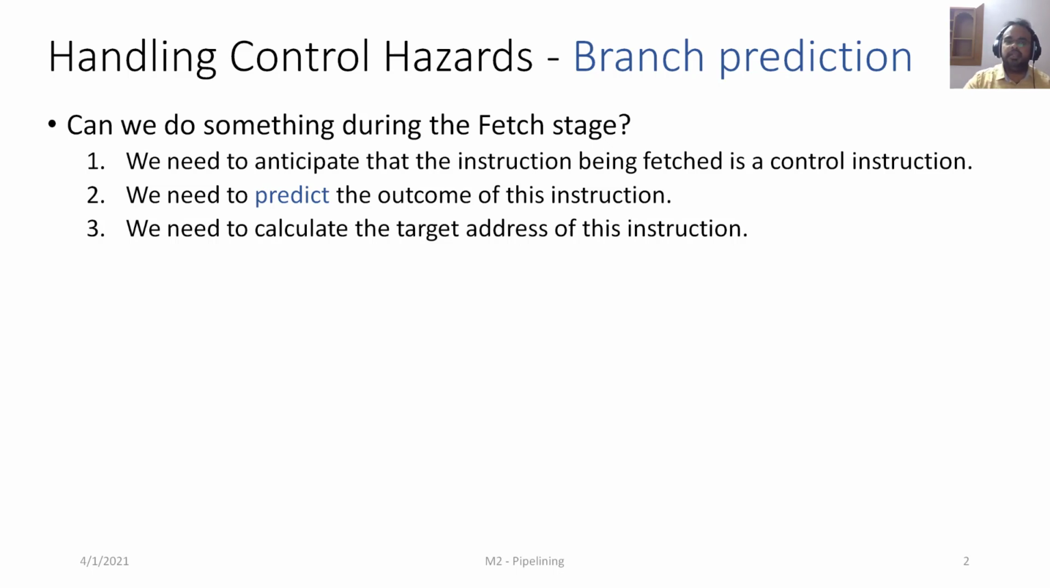And I have specifically color coded predict here in the second question, because we are not going to resolve the branch here. All we are going to do is make a prediction whether the branch will be taken or not taken. And like any prediction, it can go wrong also. In that case, we have no other option but to flush the pipeline. But if the prediction is correct, then we would save that one cycle, right?